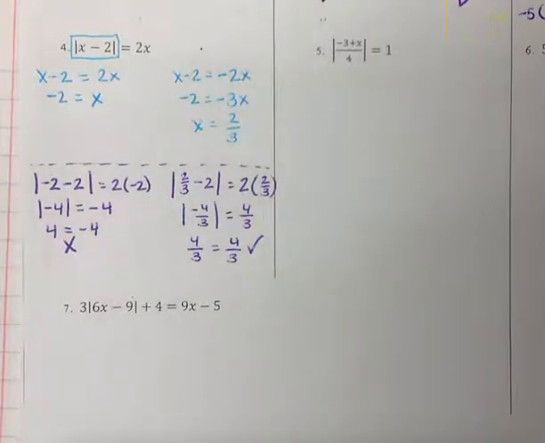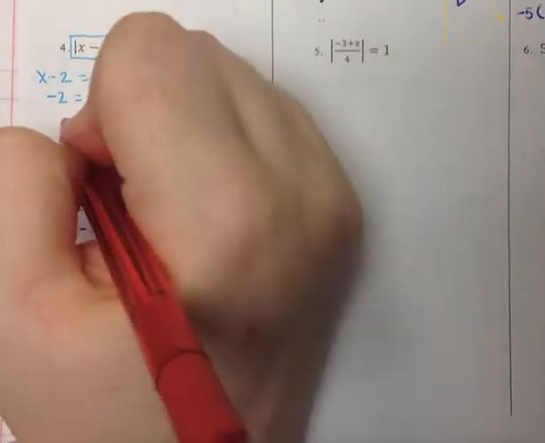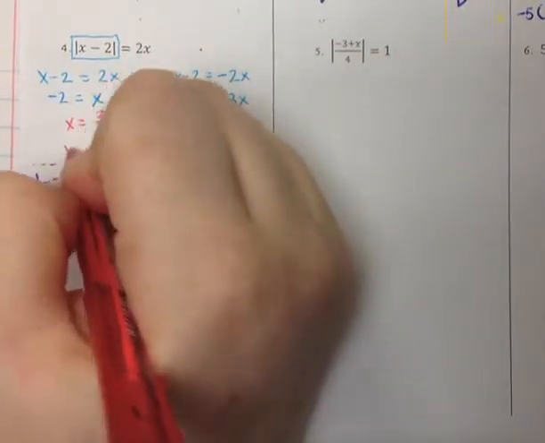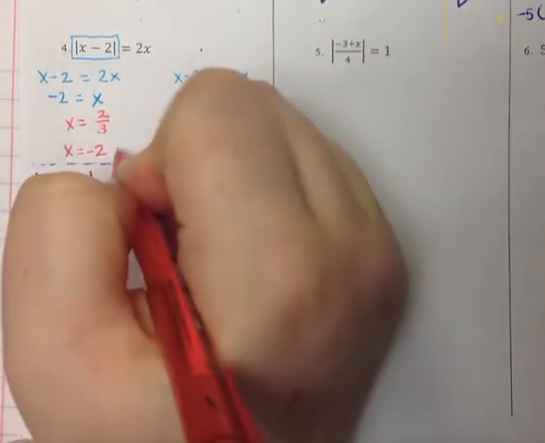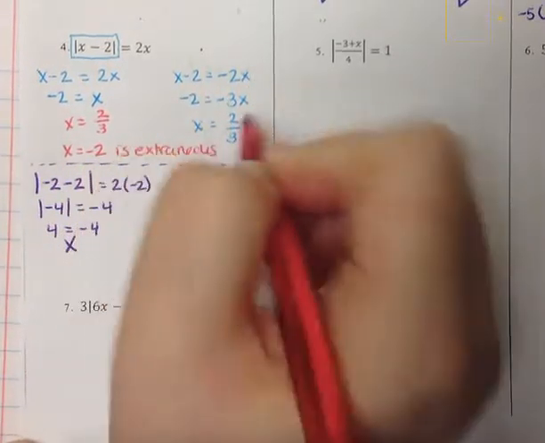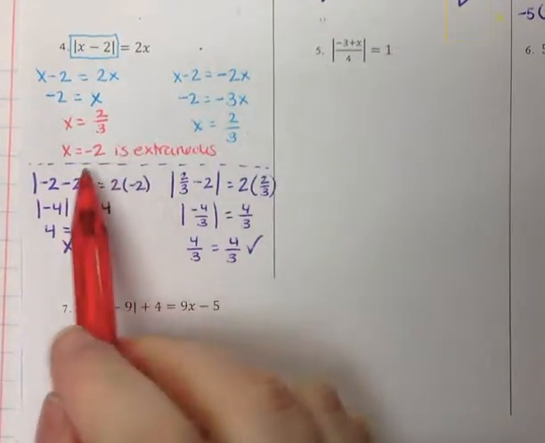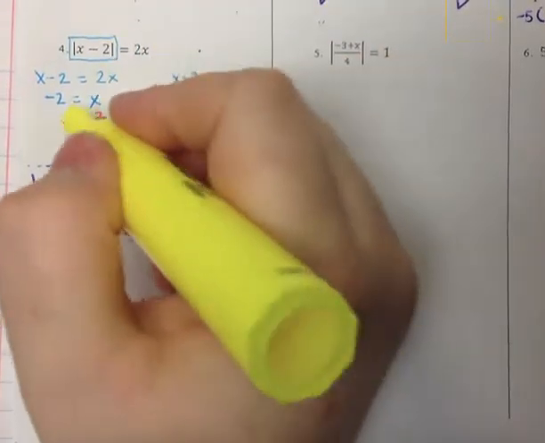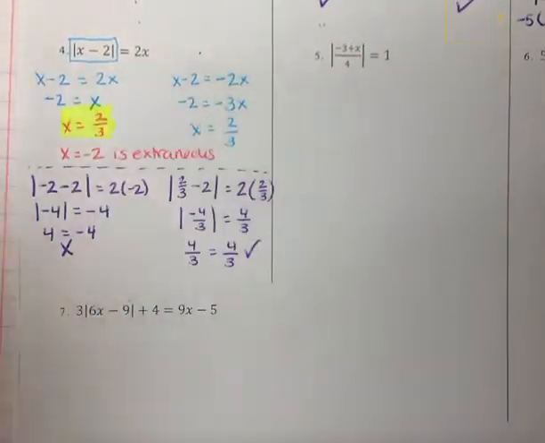What this means is we write out that x equals 2 over 3 is good. We also need to write out that x equals negative 2 is extraneous, because we did get that solution, but it doesn't work. We do want to know that it is extraneous. The only solution that we would highlight, though, is the one that works. So we would highlight x equals 2/3.